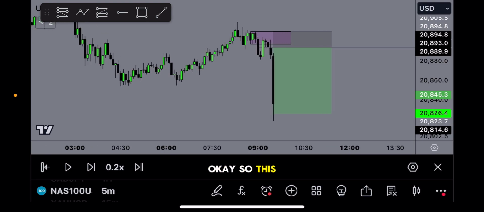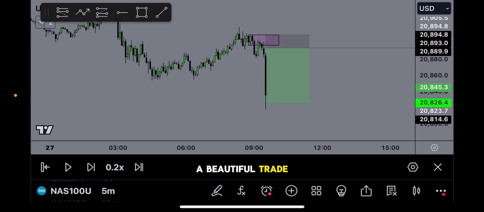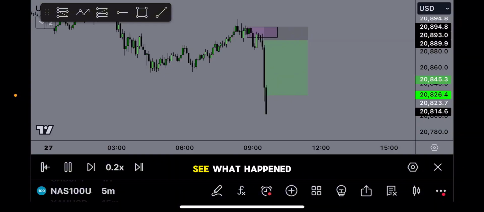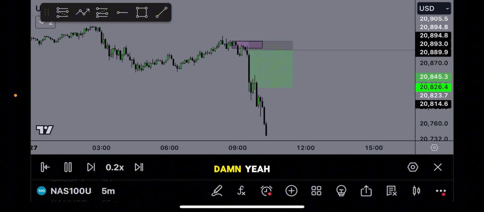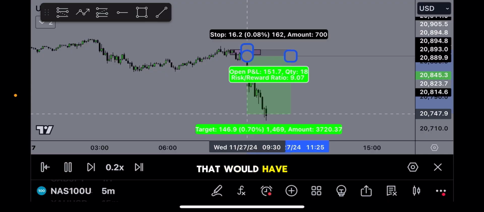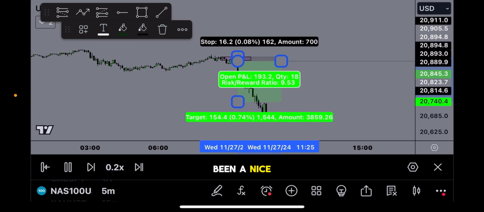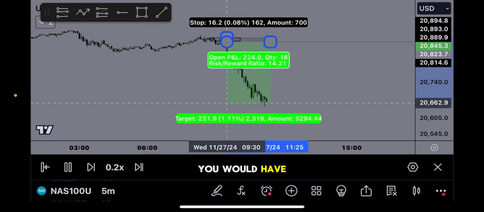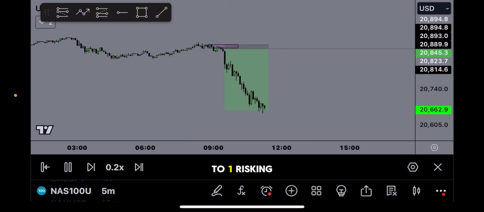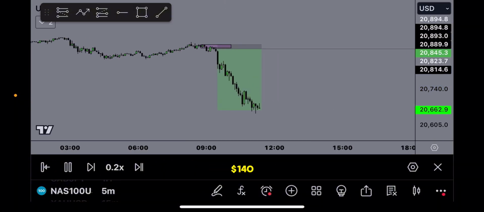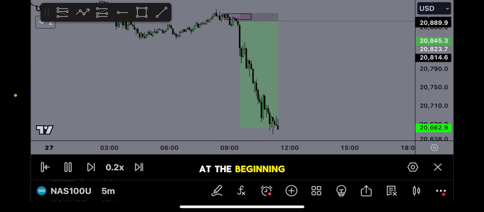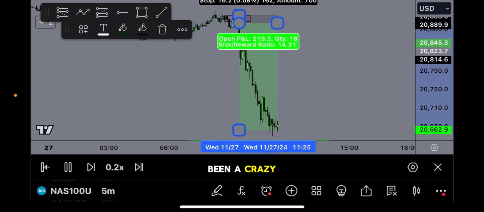Okay, so this would have been a beautiful trade on that one candle only. You see what happened next. See what happened. Damn. Yeah, it kept going down. That would have been nice. Let me see. Yeah, it kept going down. You would have had a 14-to-1. Risking $10 to make $140 on that one trade setup, just because you caught it at the beginning of the move. That's crazy. That would have been a crazy trade.